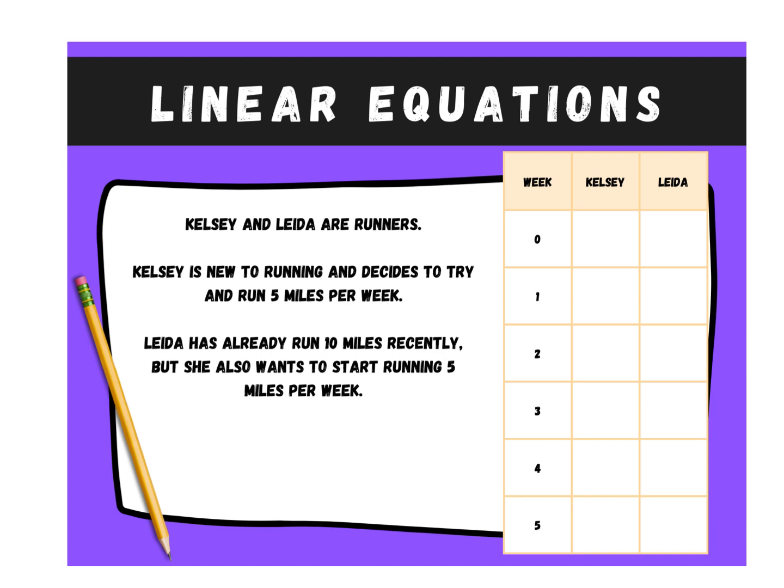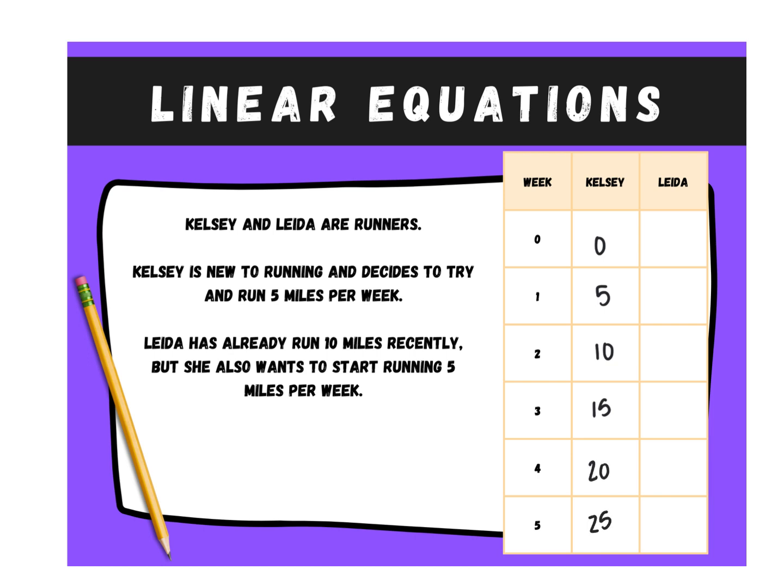The problem says Kelsey and Leida are runners. Kelsey is new to running and decides to try and run 5 miles per week. So you can imagine that at week 0 when she starts, Kelsey has not run at all. We'll put a 0 here. After 1 week, she'll have run 5 miles. After 2 weeks, she'll have gone 10 miles altogether. Then at week 3, she'll have run 15. At week 4, she'll have run 20. And at week 5, 25.